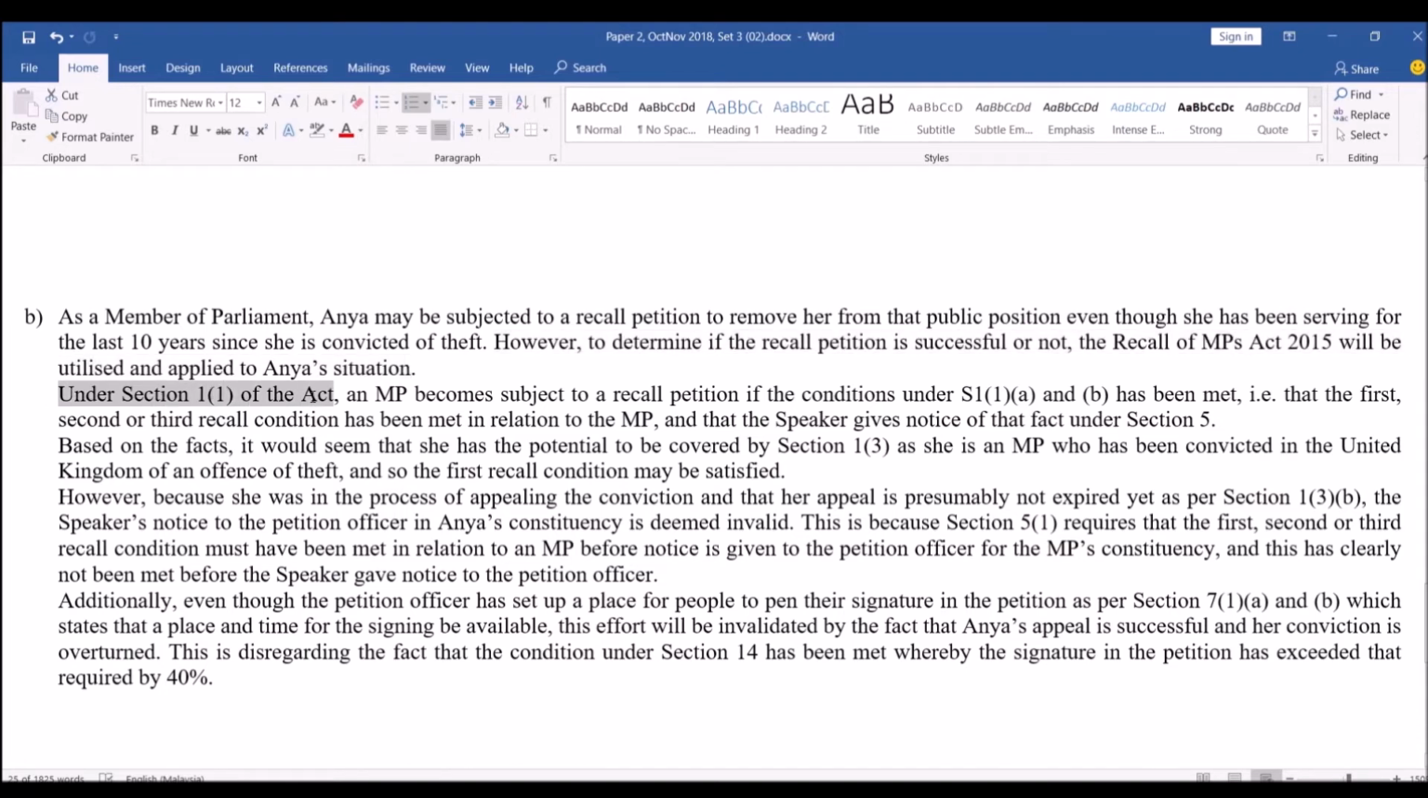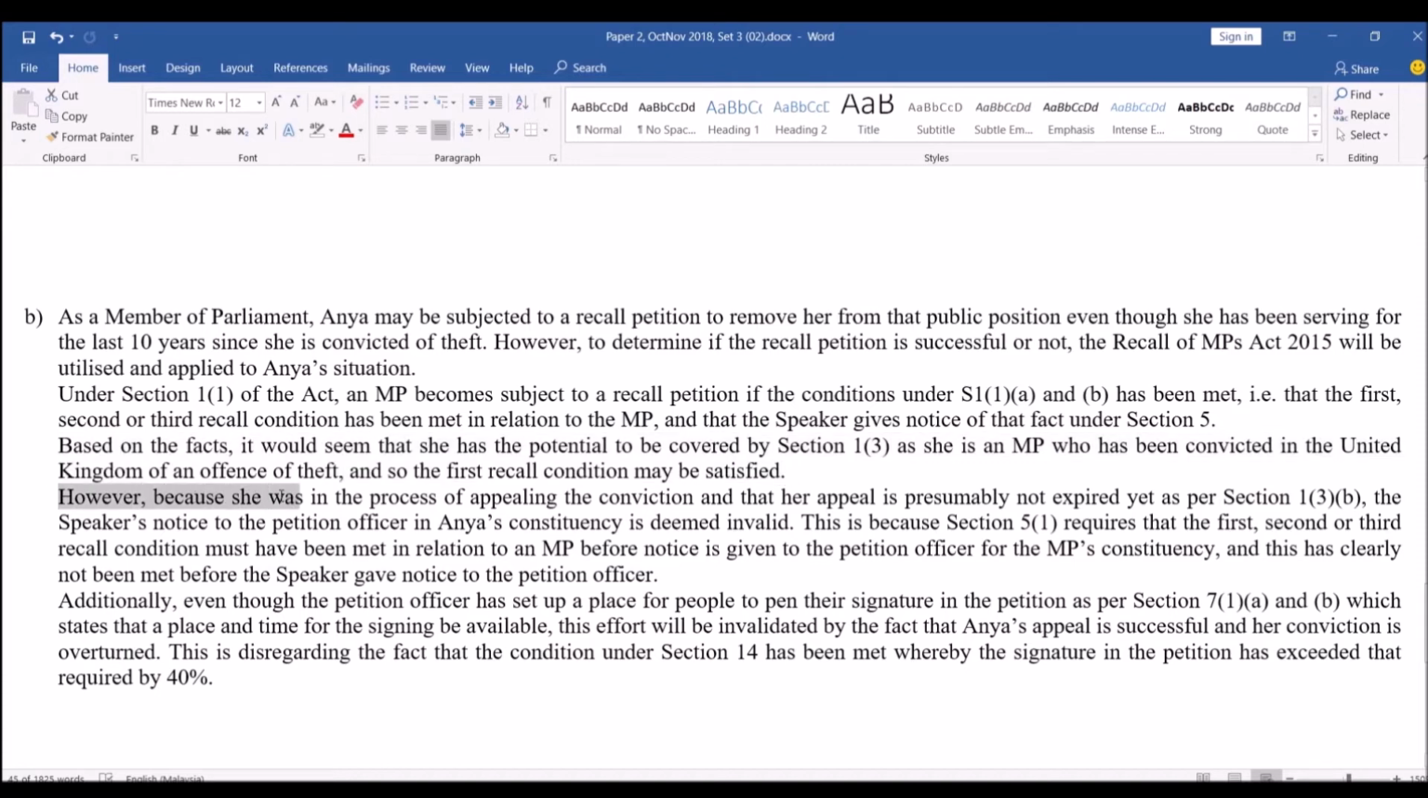Under Section 1 sub 1 of the Act, an MP becomes subject to a recall petition if the conditions under Section 1 sub 1 A and B have been met, meaning that the first, second, or third recall condition has been met in relation to the MP, and that the Speaker gives notice of the fact under Section 5. Alright, so based on the facts, it would seem that she has potential to be covered by Section 1 sub 3, as she is an MP who has been convicted in the United Kingdom of an offence of theft, and so the first recall condition may be satisfied.